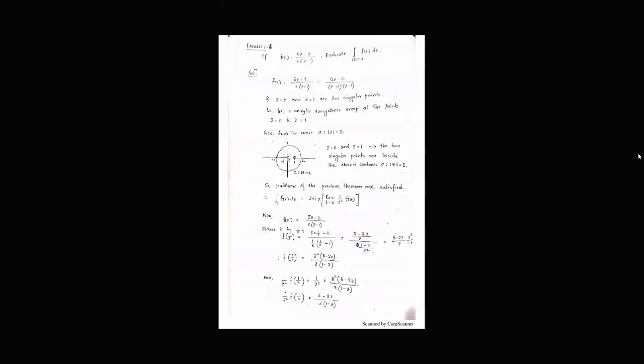See here, you are given f(z). f(z) is (5z minus 2) by z into (z minus 1). But we have to find the residue at the point z equal to 0 of 1 by z square f of 1 by z. This is a simple printing mistake. This will be 1 by z square into f of 1 by z.